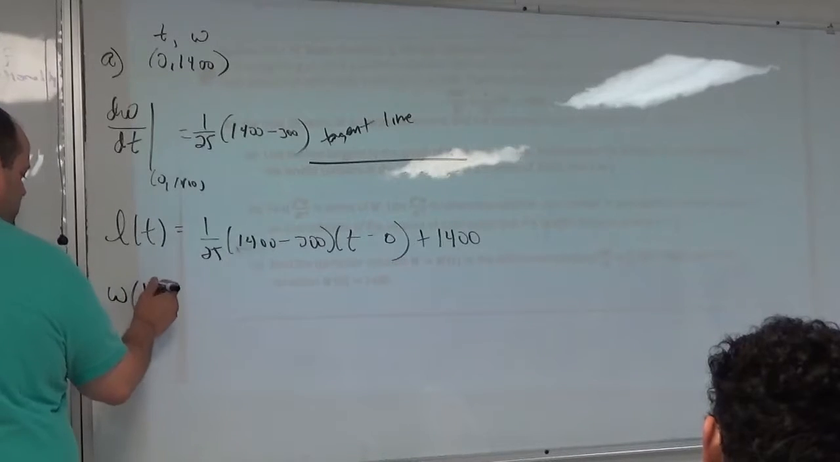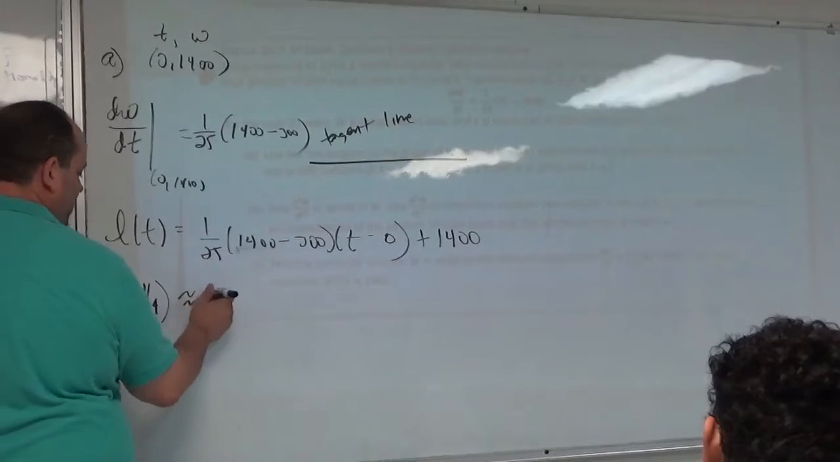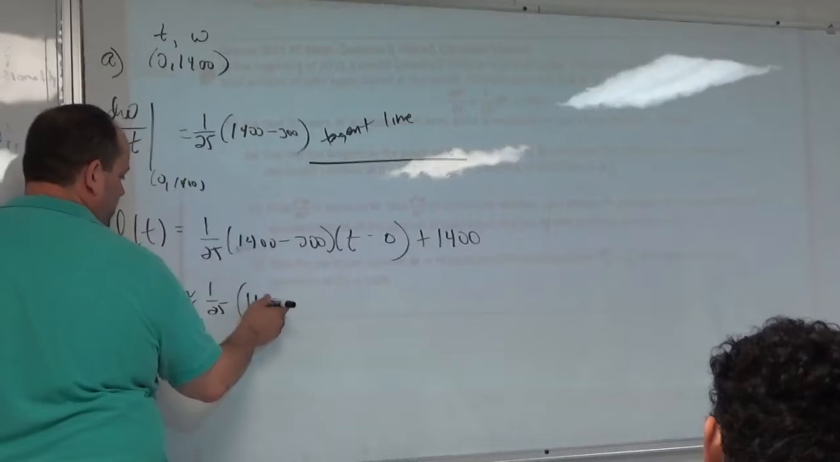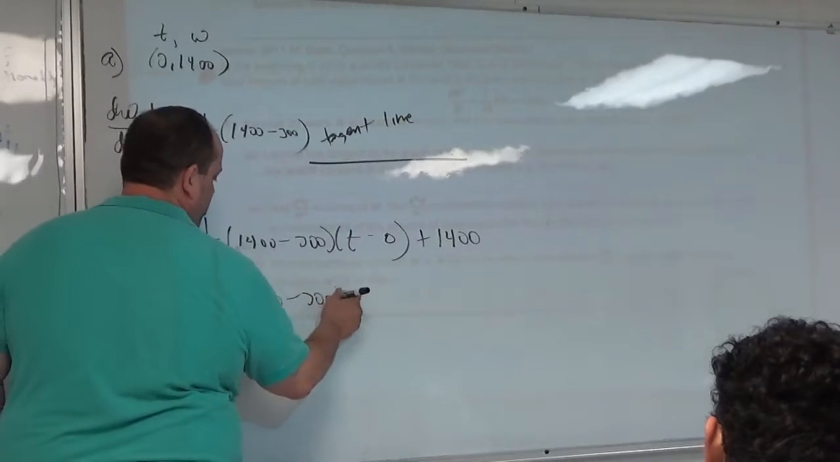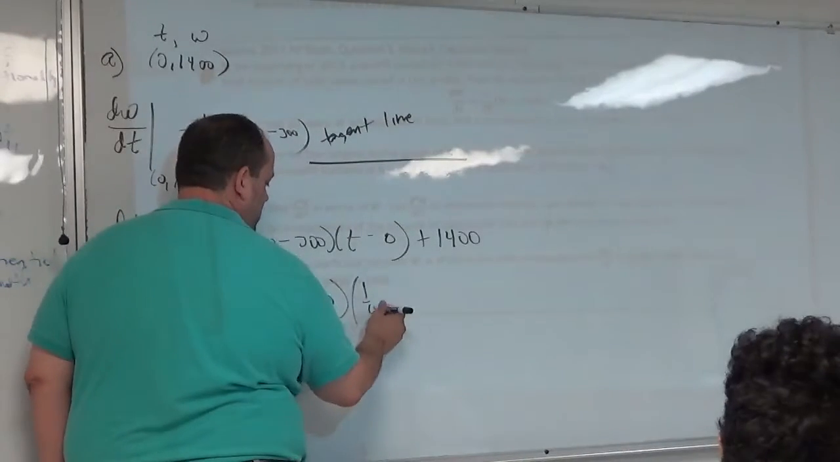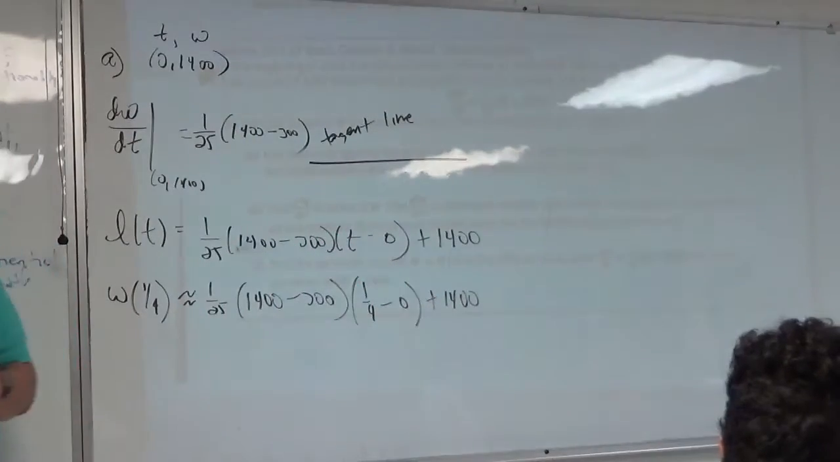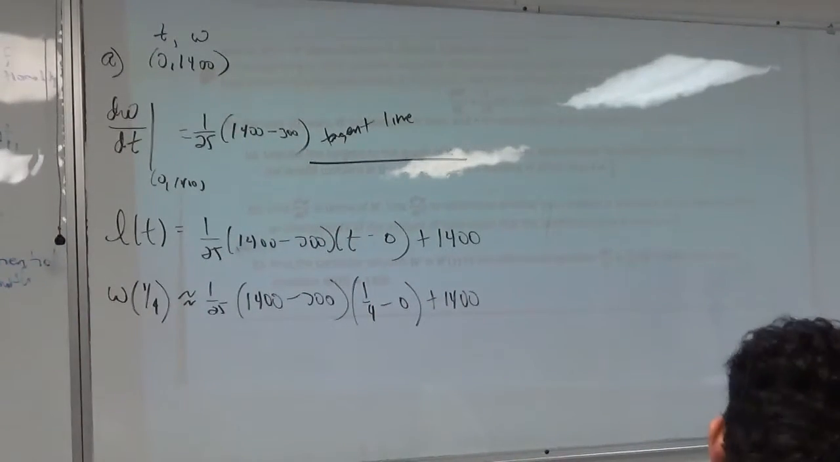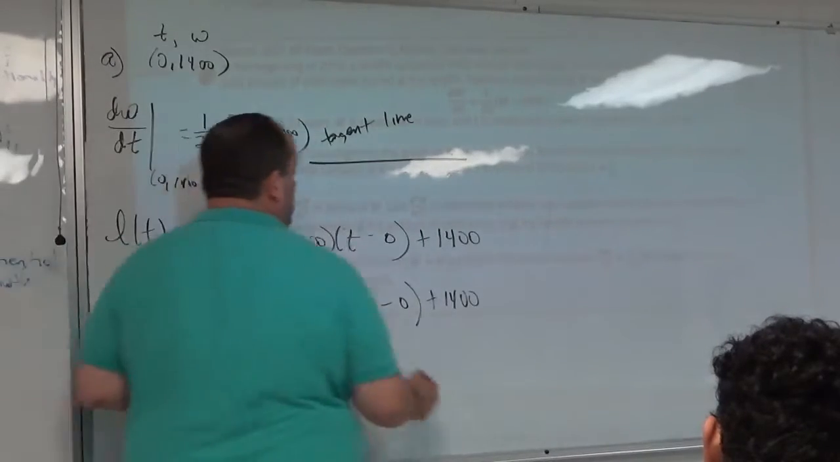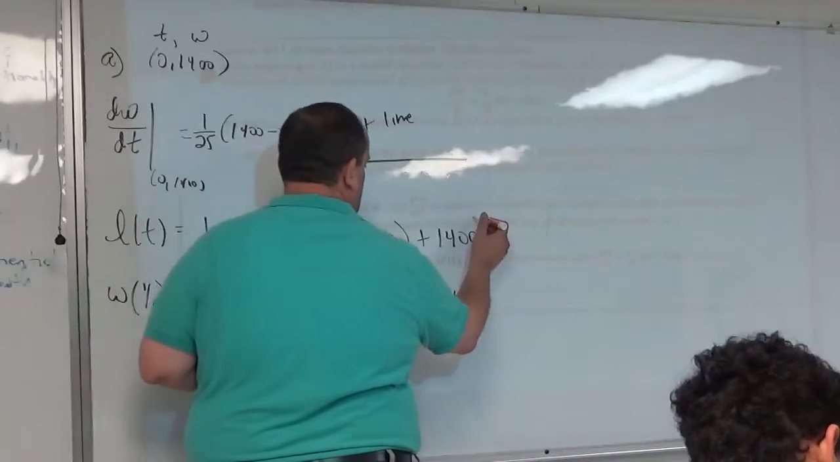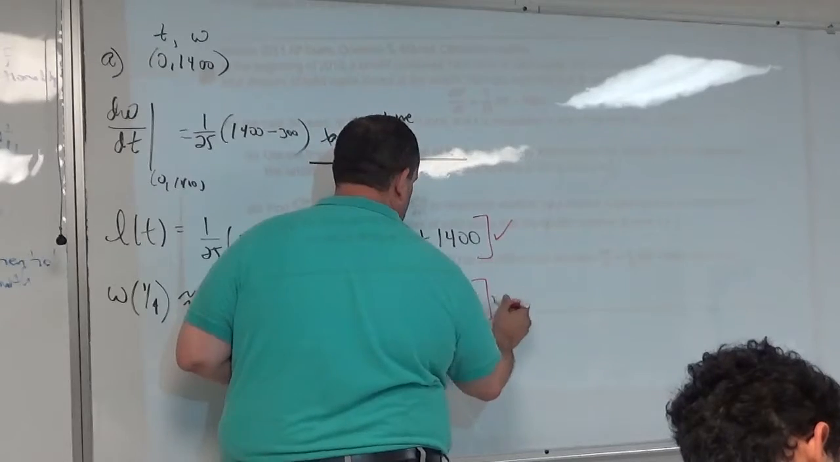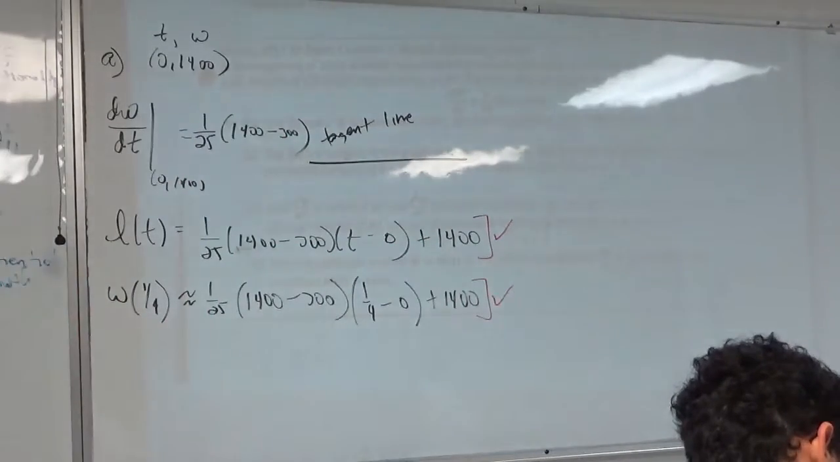How much waste is there at time t equals 1/4? Approximately 1 over 25 times (1400 minus 300) times (1/4 minus 0), plus 1400. That's worth 2 points. I think what they did is they awarded 1 point for coming up with the equation of the tangent line and 1 point for coming up with your estimate.